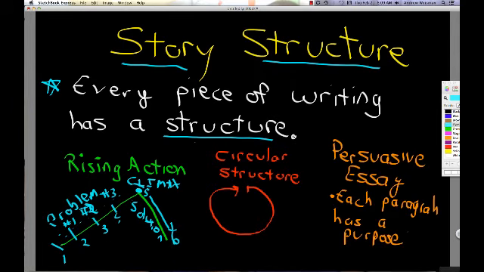Also, here we have a circular structure story. These are fun for fictional stories. So your story starts out with your characters and your setting, and certain things happen to the character along the way, and you would mark out different events, different places the story may go.